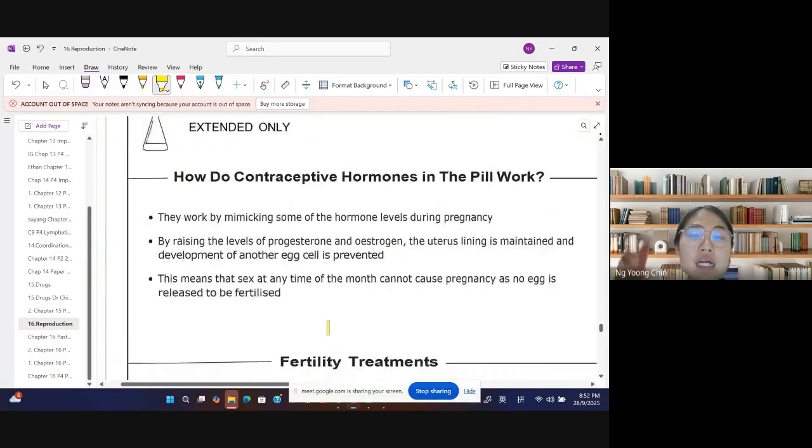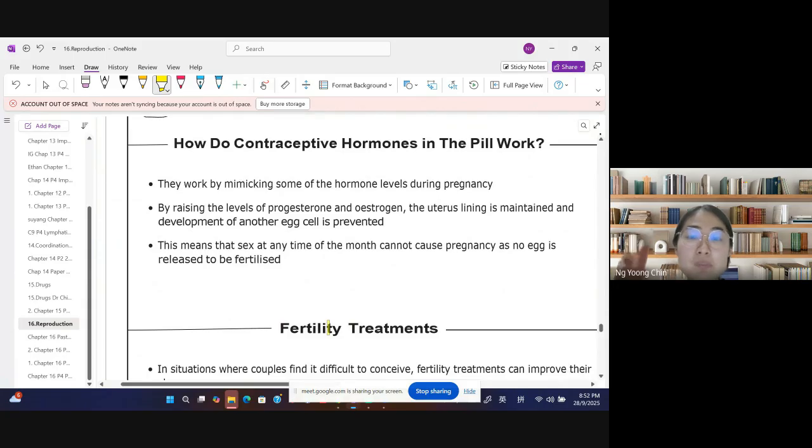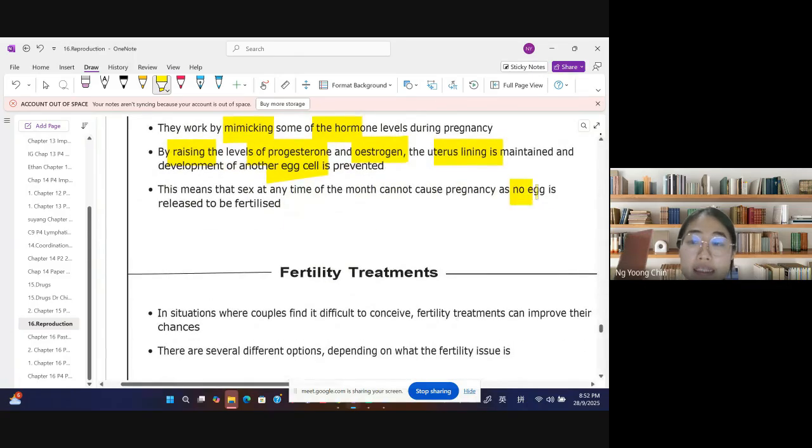Okay, and then this one, how do contraceptive hormones in the pill work? They just work by mimicking some of the hormone levels during pregnancy. If you increase the level of progesterone and estrogen, the uterine lining is maintained. It means that you increase the thickness of the uterine lining, and then you prevent the development of the egg cell. It means you prevent the production of new follicle cells. So no egg is being released to be fertilized, because there's no egg being produced at all.